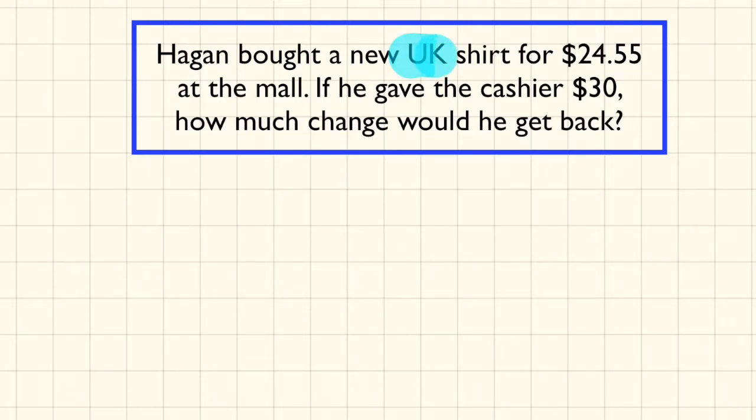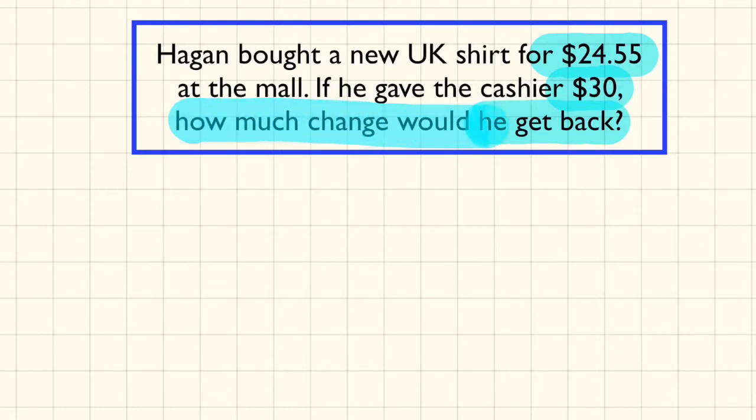Now granted, I know you want to underline that because that's important, UK shirt, but we're going to hold off on that and we'll talk about the numbers here. So in the numbers, we know that he spent $24.55 on a shirt. He paid $30. And so now we're looking at how much would he get back? How much change is he going to get back?